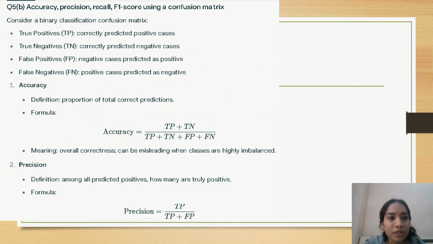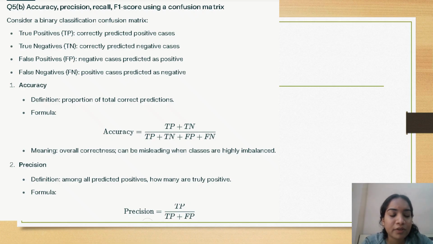After that, part B, which is accuracy, precision, recall, and F1 score using a confusion matrix. So now let's define key evaluation metrics using the confusion matrix. The confusion matrix layout has predicted positive and predicted negative on the upper part, and actual positive and actual negative on the left part. So true positives, true negatives, false negatives, and false positives. These are the classification layout.